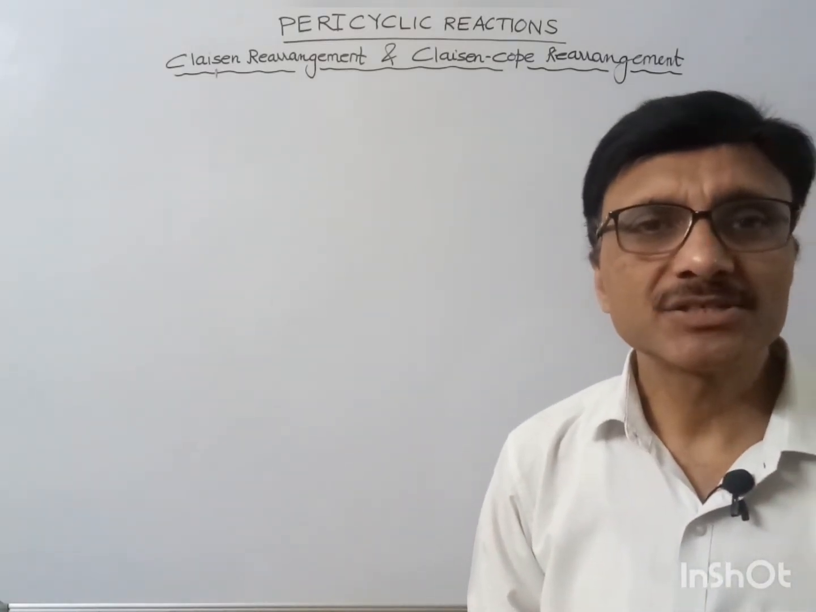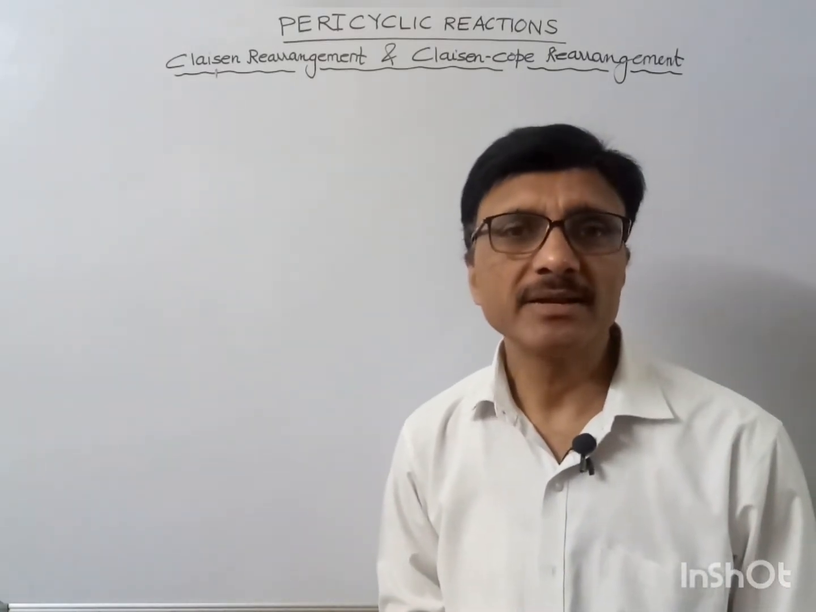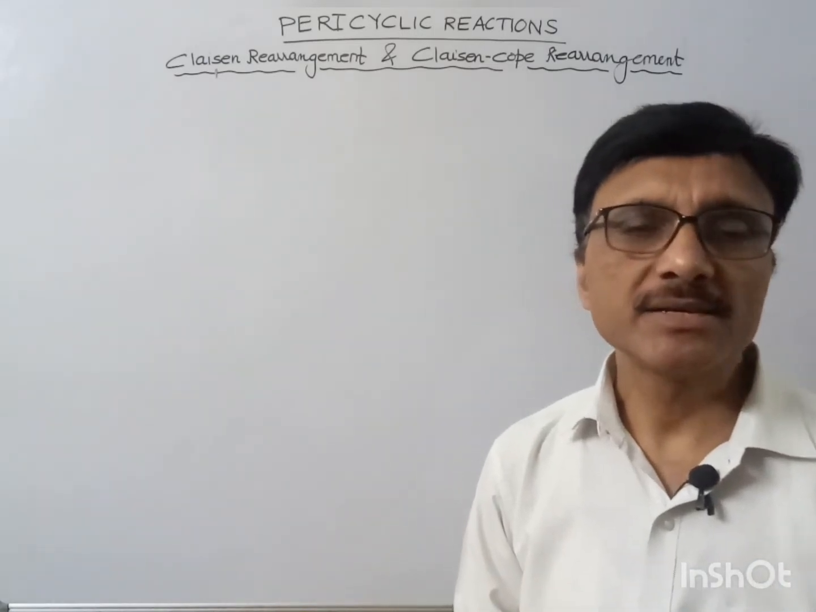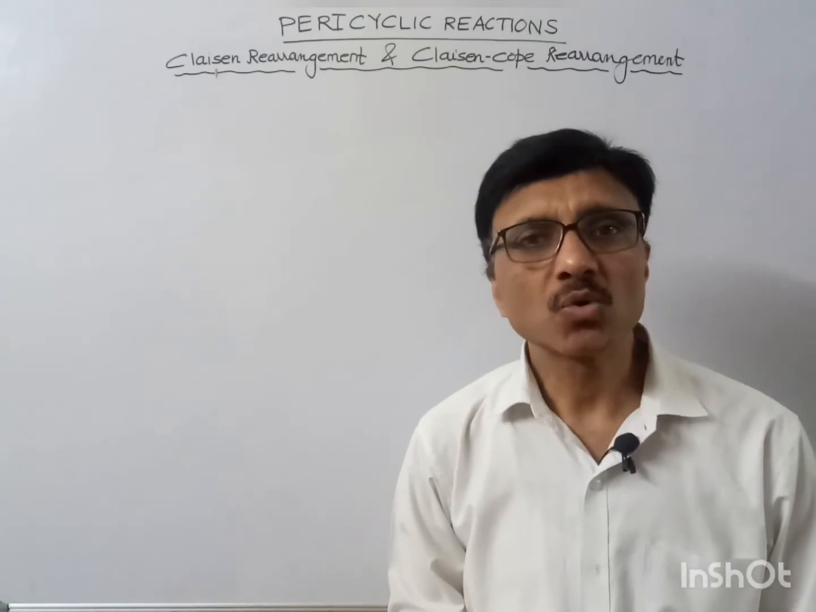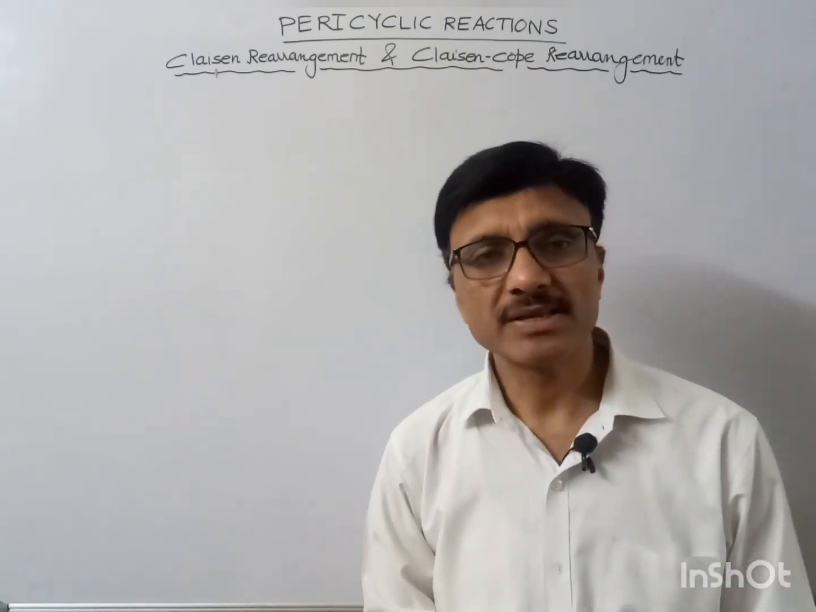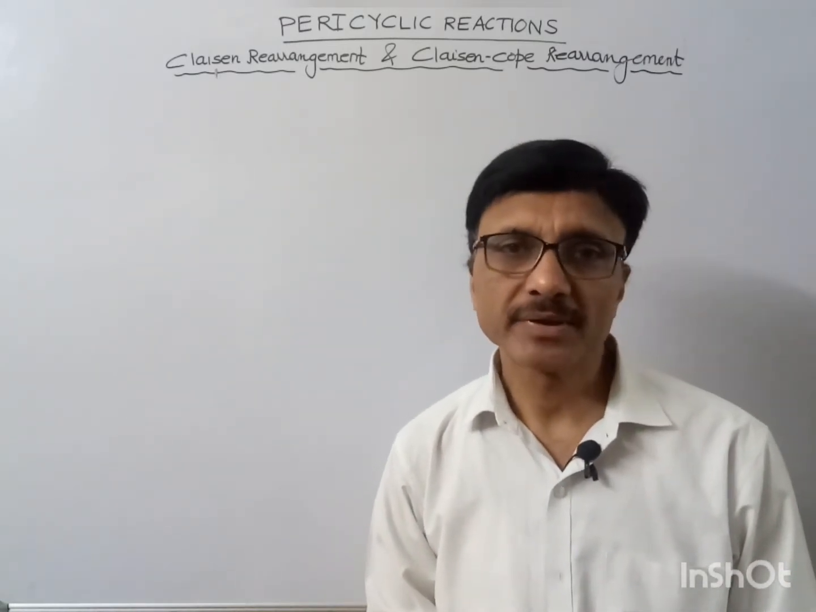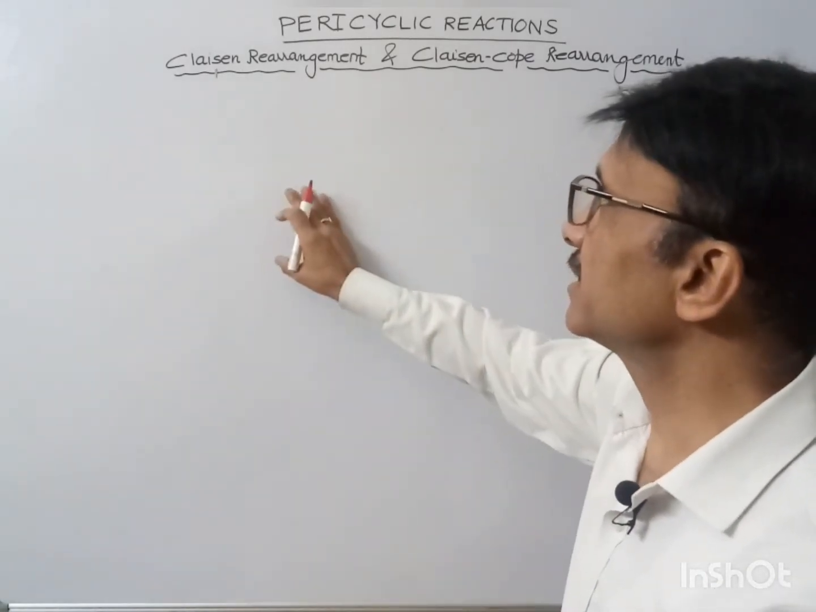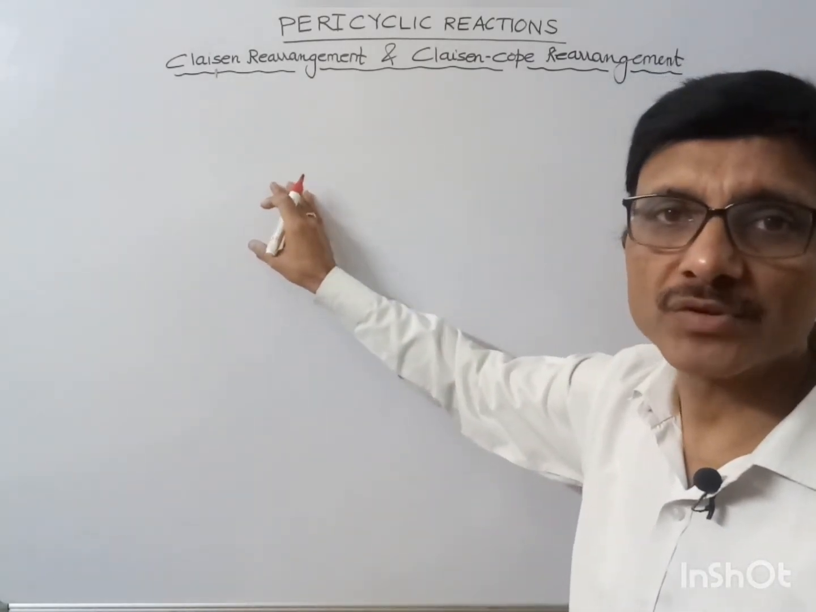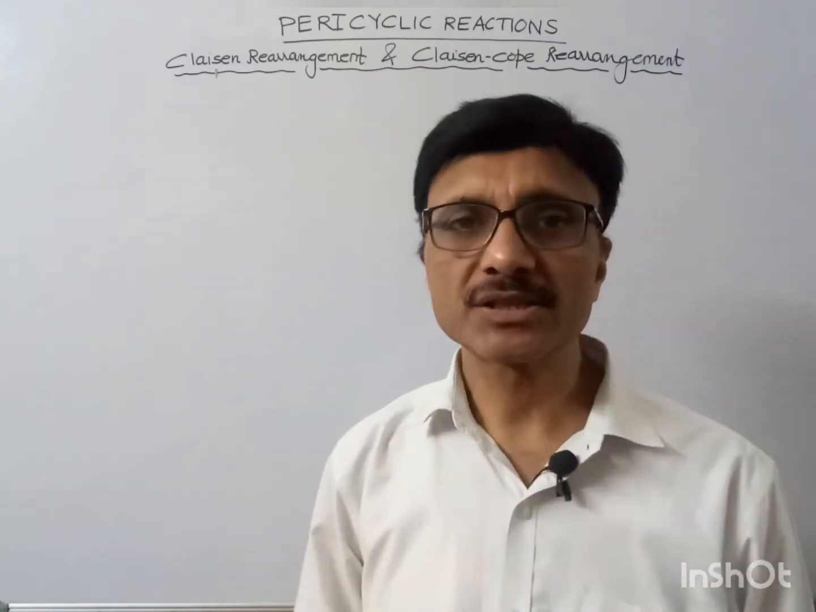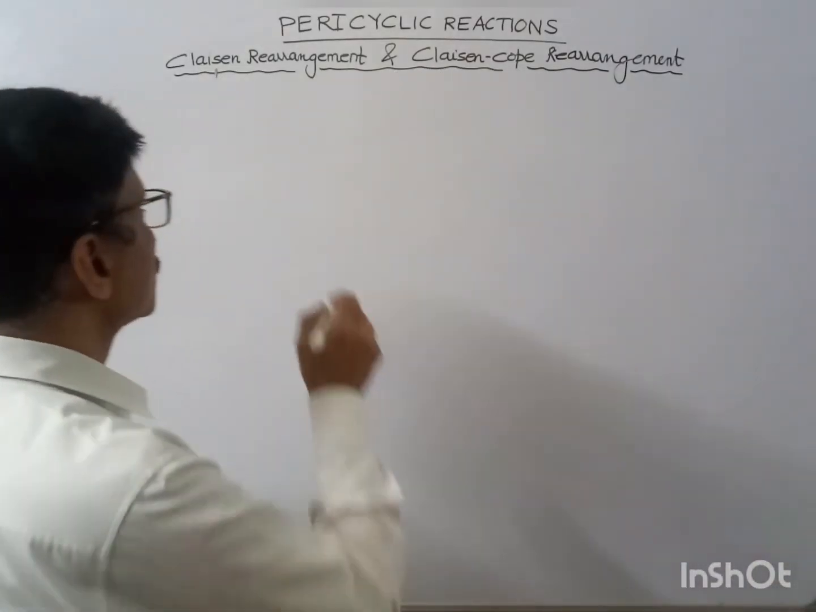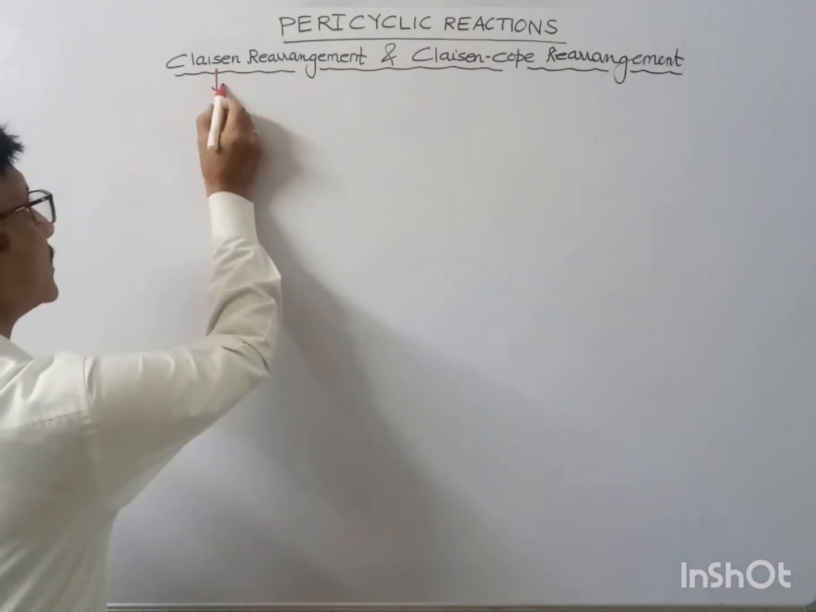In the Pericyclic Reaction series, today I will explain Claisen rearrangement and Claisen-Cope rearrangement. In my previous lecture, I told you about the Cope rearrangement and discussed various examples based on it. This Claisen rearrangement is an example of a 3,3-sigmatropic rearrangement which takes place under thermal condition. So let us take the example of Claisen rearrangement.